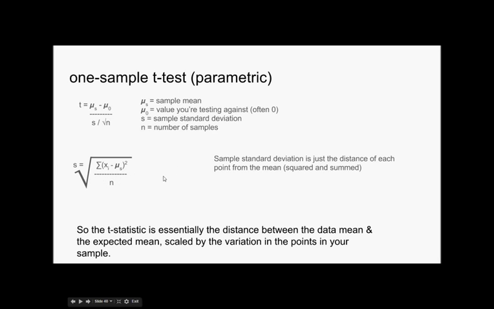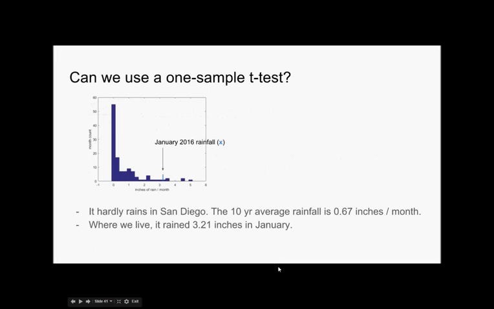So the t-statistic is then essentially just the distance between the mean of your data and the expected mean in the null hypothesis, then scaled by the variation in the points of your sample. This is a little bit of a simplification, but that's how you can think about this formula up on the upper left.